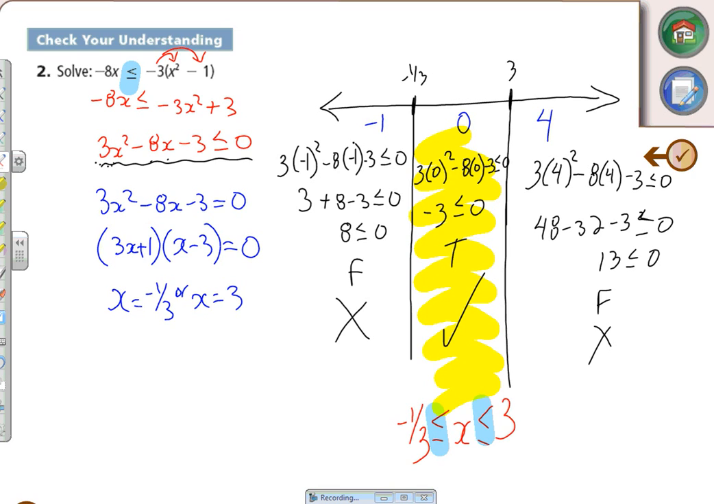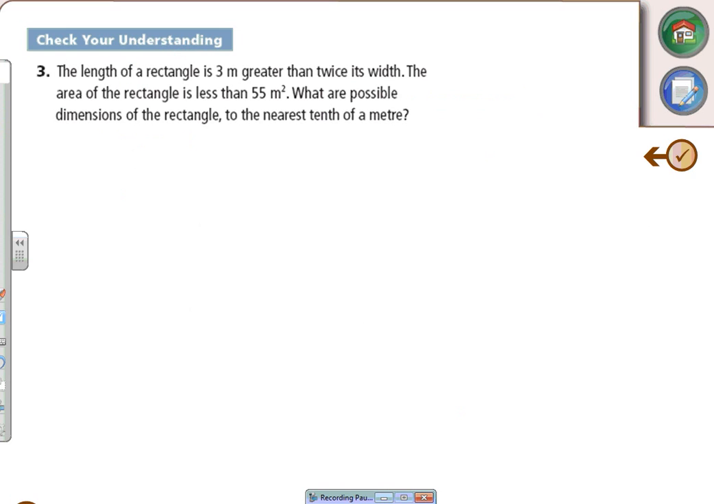If they ask you to put it on the number line, we're just going to fill in this section, shade that section in, and because it's equal, we're going to have filled in circles.